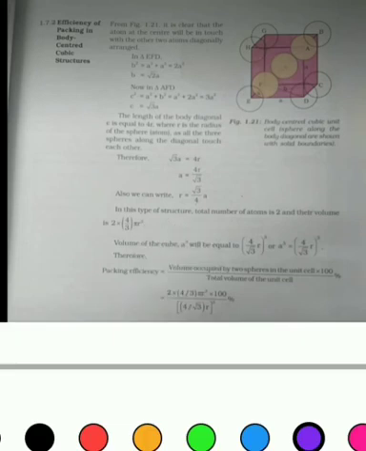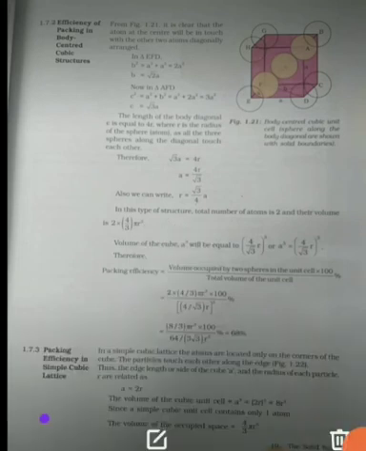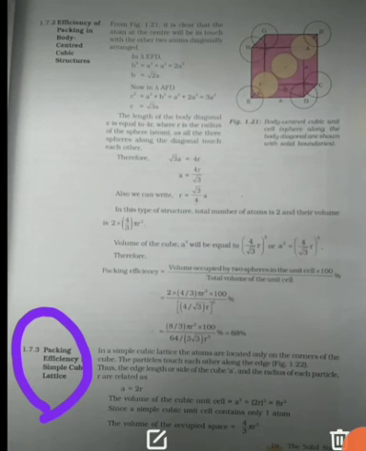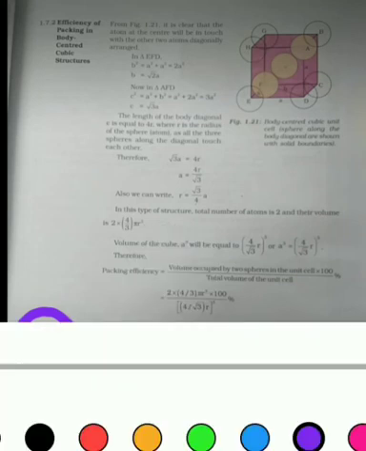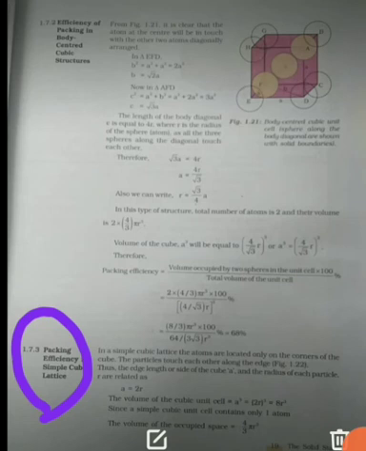Now students, if we are talking about the packing efficiency in simple cubic lattice, then what will happen? Here only one atom is there. At the corner 8 lattice points are there, and the participation will be 1 by 8, then the atom will be 1. So from here we can directly conclude that A will be equal to 2R. And the volume of cube, that is A cube, is equal to 2R cube, that is 8R cube.